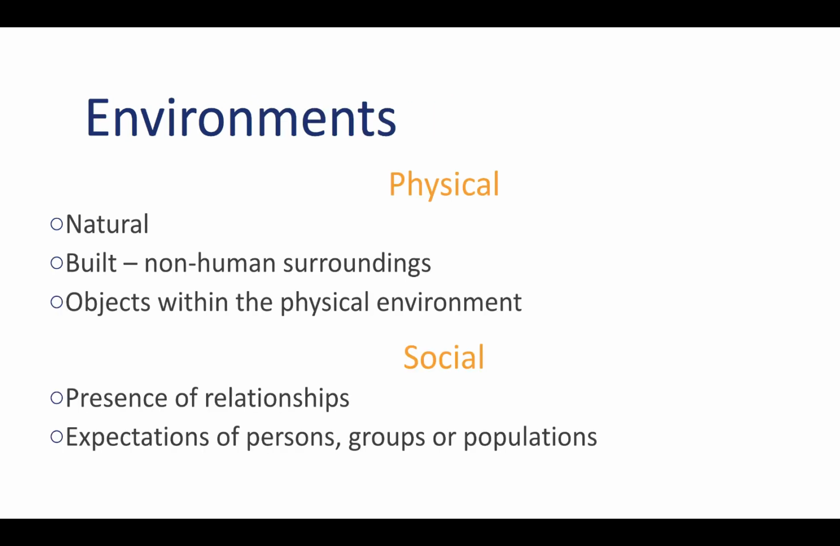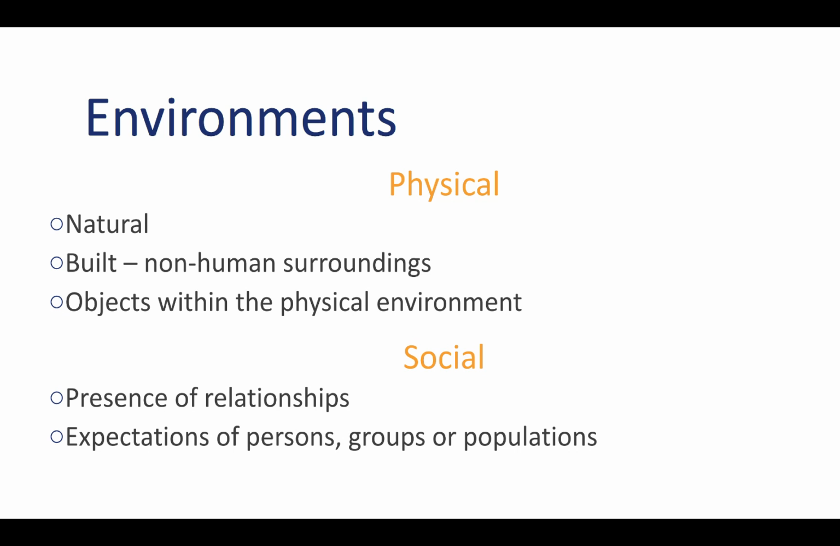The next areas that we're going to talk about are environments. So we have the physical environment and we have the social environment. The physical environment is broken down into 2 different areas. It looks at natural and it looks at built. Now your book talks about the natural environment as being geographical terrain, plants, animals, and sensory qualities within the surroundings.